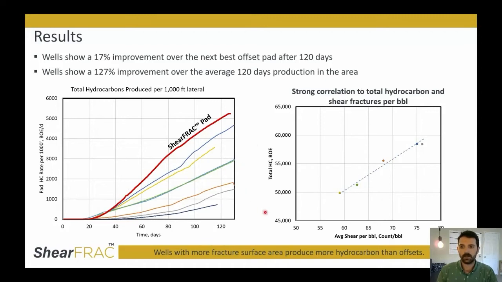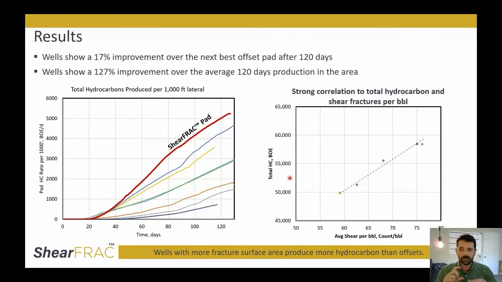That was that earlier correlation. Shear fractures per barrel increasing, total hydrocarbon for the well increasing. And this is a pad. This is part of the thing we're able to show the offsets. This is a shear frac pad, so 5 wells here, versus all the pads in the region over the first 90 days' worth of production. So 17% improvement over the next best offset pad. But if you take all these as an average, 127% improvement. So the client was very, very happy with these wells, and we were immediately on the next pad with them.